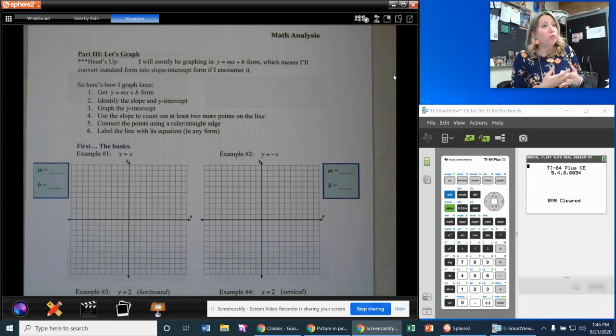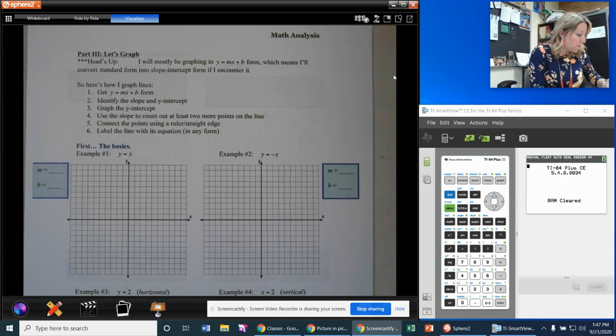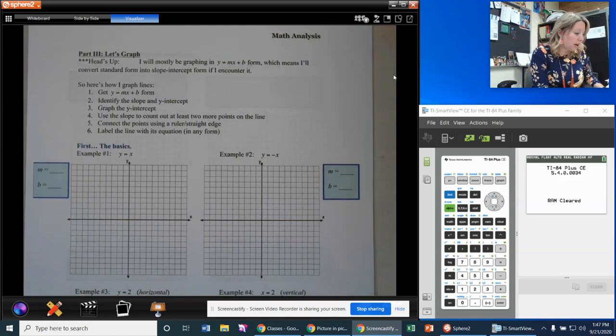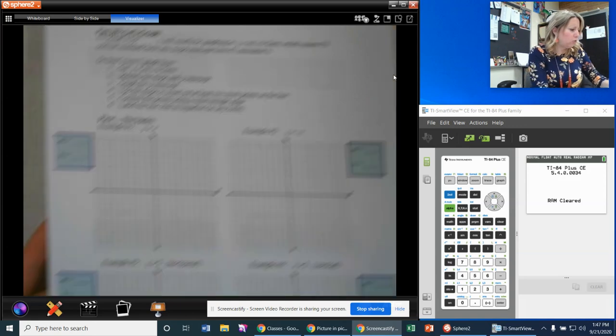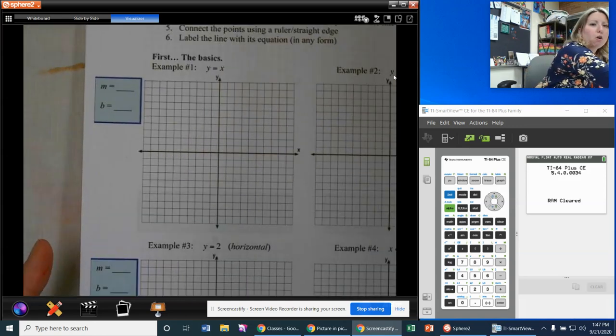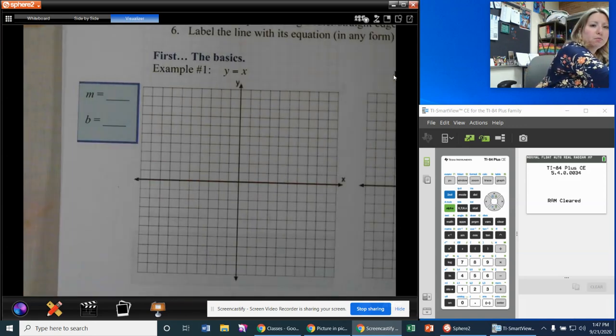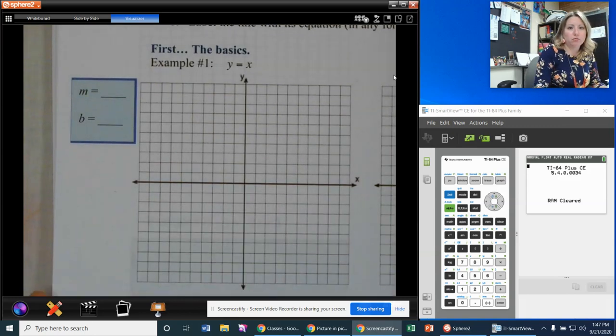I don't care which form of the line you label that equation in. It just needs to be labeled with its equation. So it could be the original, the standard form, or the y equals mx plus b form. Either of those are fine, but it has to be labeled. Everything you put on the graph has to be labeled. Okay, let's go. Basics. What I'll do is zoom in for each one so we can really be focused on that particular one.